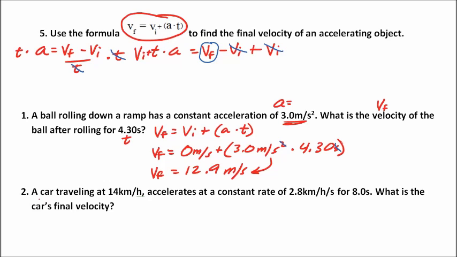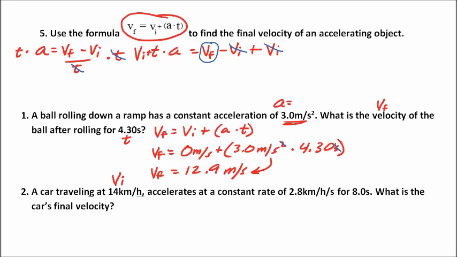All right, now let's go down here to this next problem. It's basically the same problem. We have a car traveling at 14 kilometers per hour. So at the beginning of the story, initially the car is traveling 14 kilometers per hour. So you can identify that as the initial velocity, V sub I. Now, when you're working problems like this, it's very important that you read the problem carefully, think about what's happening in the story, in the problem, and be able to identify the variables properly.